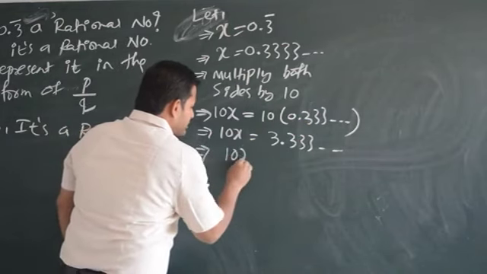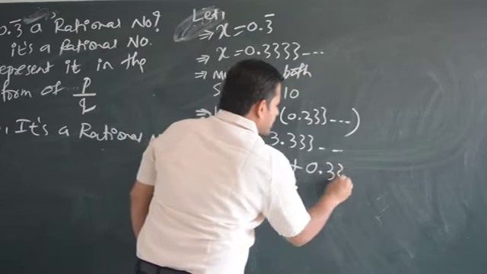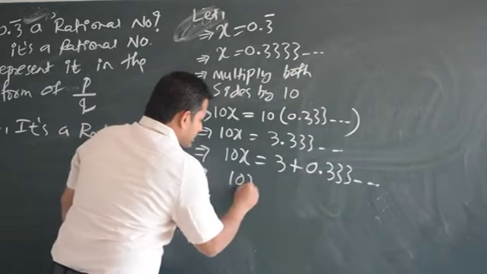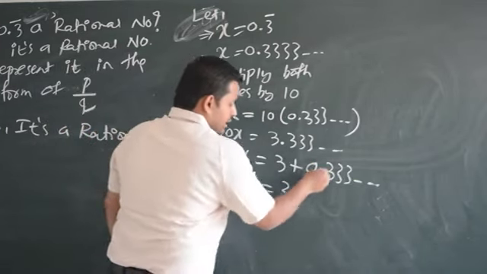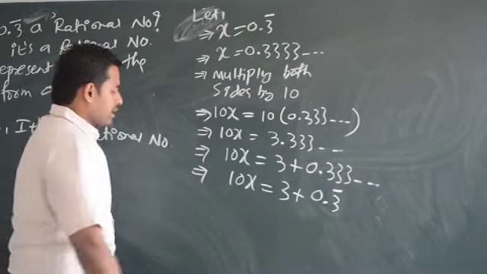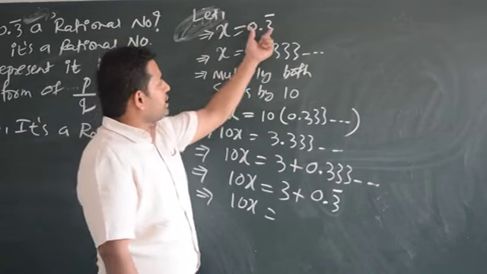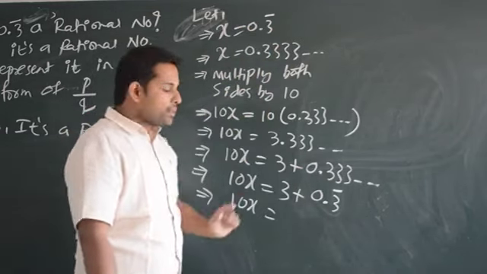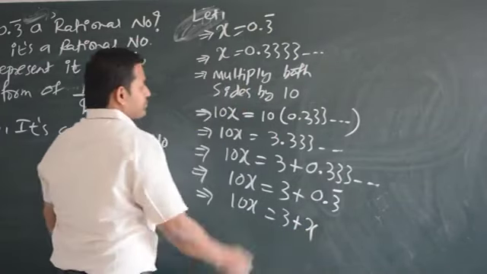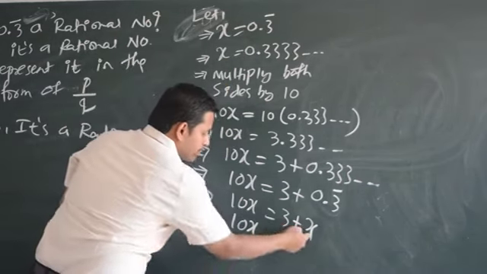Now can I write 10x is equal to this 3.333 as 3 plus 0.3333? Correct? Fine. No issues. Now 10x is equal to 3 plus this 0.3333, which can be written as 0.3 bar. Of course I can write like that. I am using this property, this bar, which is getting continued. So 3 plus 0.3 bar means it is x. Look here, I have taken x is equal to 0.3 bar. So 10x, then bring this x to this side.